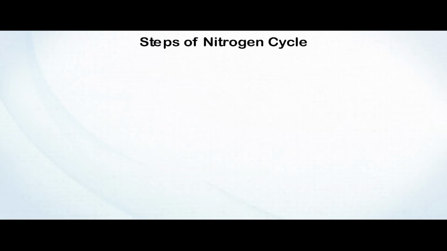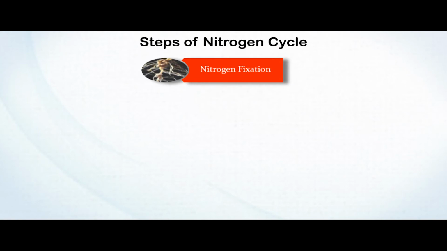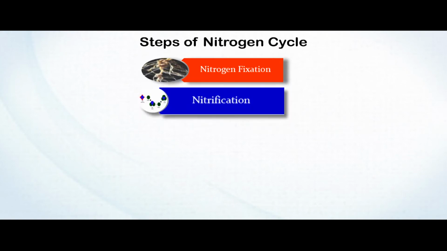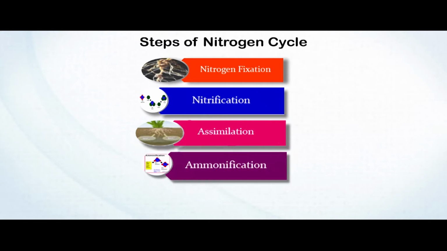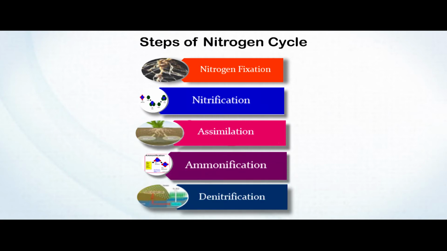Let us look at the steps of nitrogen cycle. The first one is nitrogen fixation. Second one is nitrification. Then we have assimilation. Next, we have ammonification. Finally, we have denitrification.